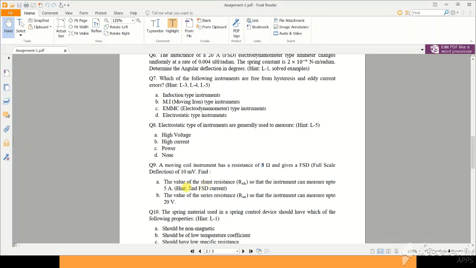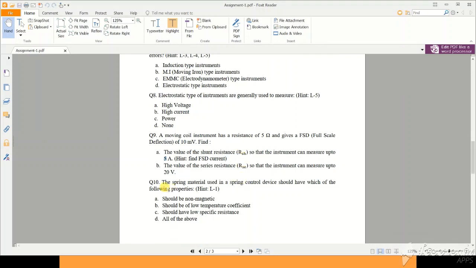So once you find the current, then m is equal to 5 amp, that is the current to be measured, divided by IFSD, right? You have just to find it out. So RSH, that is the shunt resistance, is equal to, as per the formula you know, Rm divided by m minus 1, that is 5 divided by m minus 1, right? Just find it out.